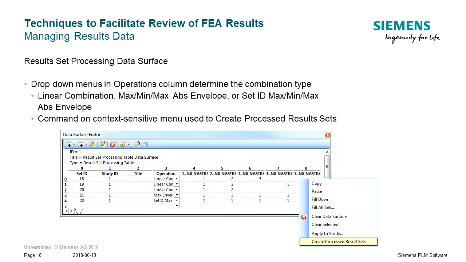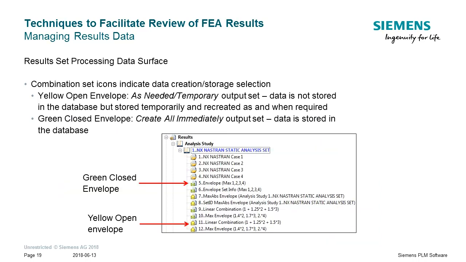Once you have selected all of the data sets to be taken into consideration, a spreadsheet-like form appears in the Data Surface Editor dialog. Here you can determine the type of combination in the drop-down menus of the Operation column. The types of combination include linear combination, max-min, max-absolute envelope, and the set ID of the same. The Create command on the context-sensitive menu is used to create the processed result sets. These new result sets then appear in the model info tree. The icons indicate the chosen creation or storage method, either as needed temporary, open envelope, or create all immediately, closed envelope that we described earlier.